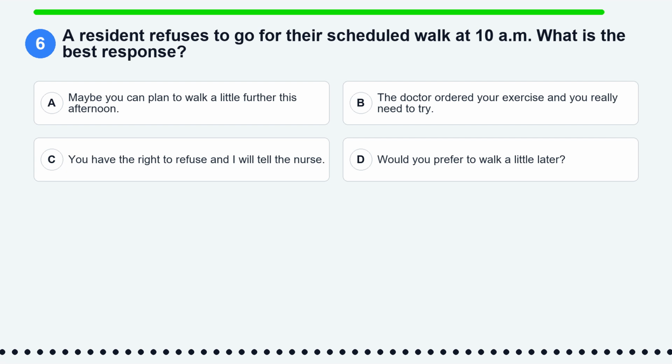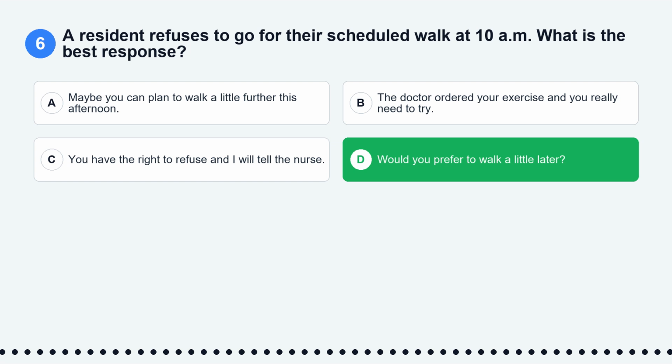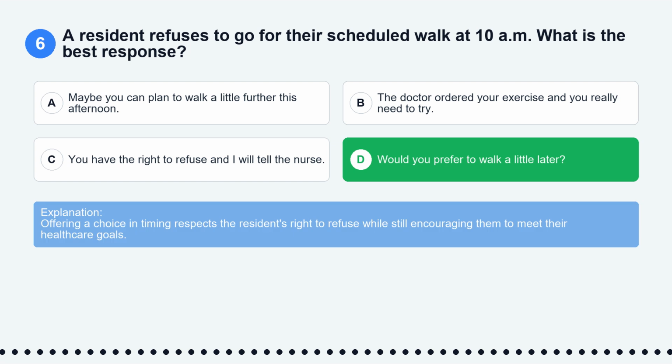Question 6. A resident refuses to go for their scheduled walk at 10 a.m. What is the best response? Option A, maybe you can plan to walk a little further this afternoon. Option B, the doctor ordered your exercise and you really need to try. Option C, you have the right to refuse and I will tell the nurse. Option D, would you prefer to walk a little later? The correct answer is option D, would you prefer to walk a little later? Offering a choice in timing respects the resident's right to refuse while still encouraging them to meet their healthcare goals.